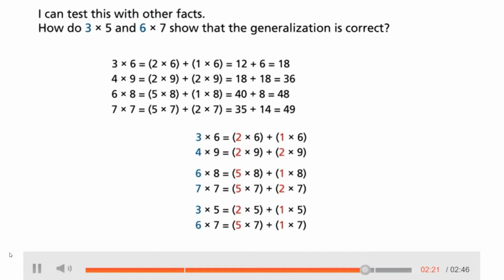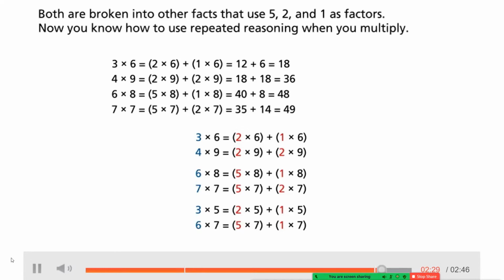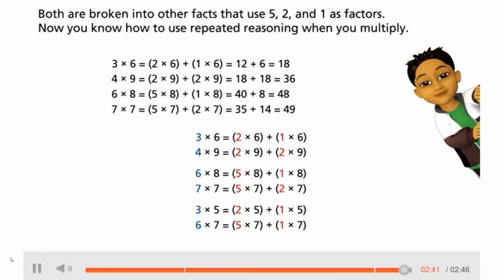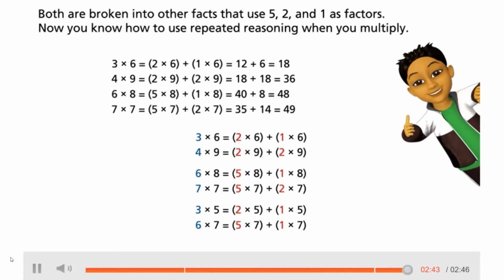How do 3 times 5 and 6 times 7 show that the generalization is correct? Both are broken into other facts that use 5, 2, and 1 as factors. Now you know how to use repeated reasoning when you multiply. Good work.